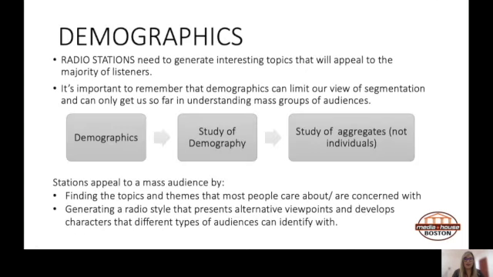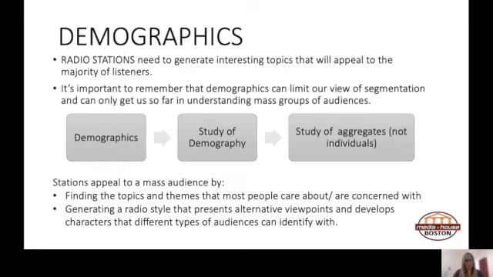When we start looking at demographics, it's important to note that data may not represent an individual's experience, okay? It's very important to understand an audience in much more detail than simply putting them in demographic groups. Radio stations need to generate interesting topics, like I've just said, that will appeal to the majority of listeners. But we also need to look at the way that we do it.